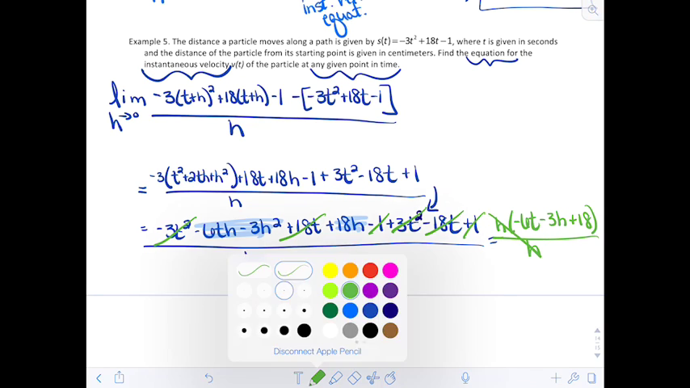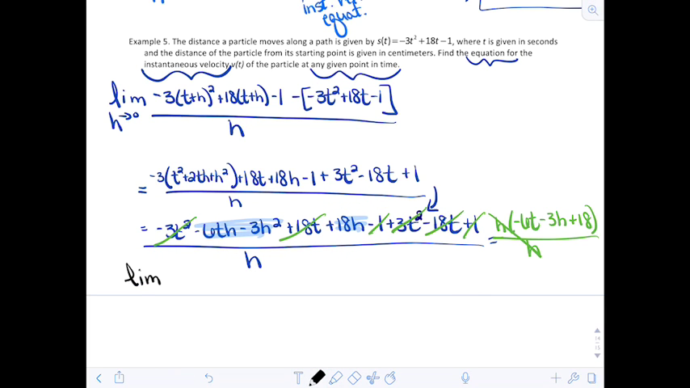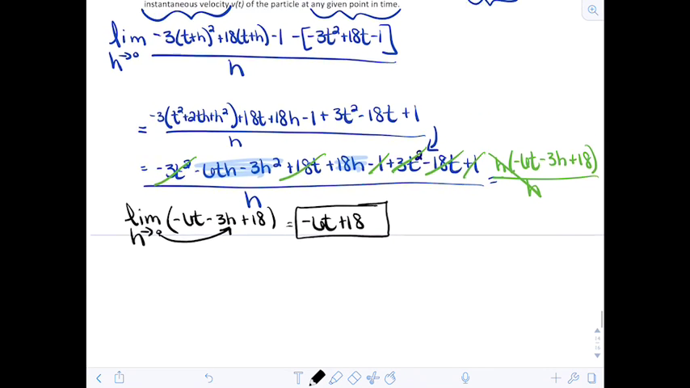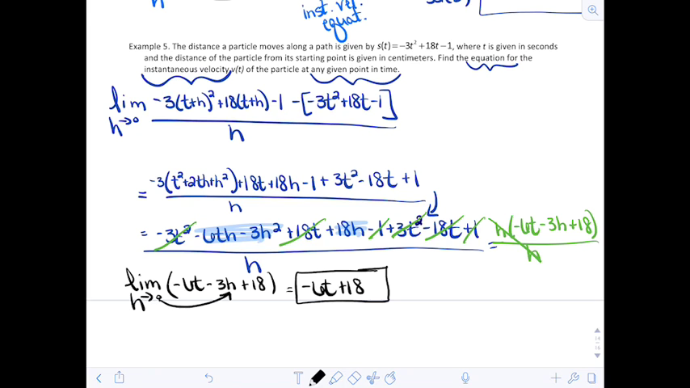And the h's cancel. So I can now do the limit as h approaches 0 of negative 6t minus 3h plus 18. And I can do this with direct substitution. So as h goes to 0, it would be negative 6t plus 18. That is my equation for instantaneous velocity at any given point on that quadratic. Okay, and that is the very last lesson, taking us up through 12.3.